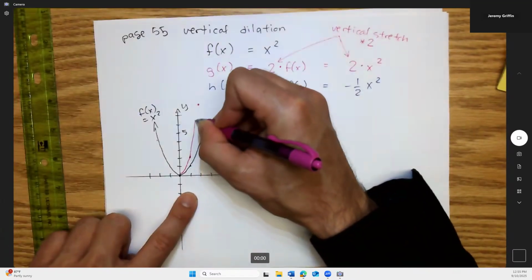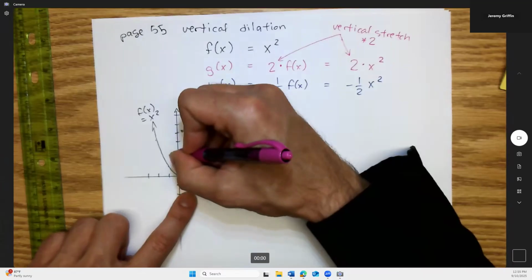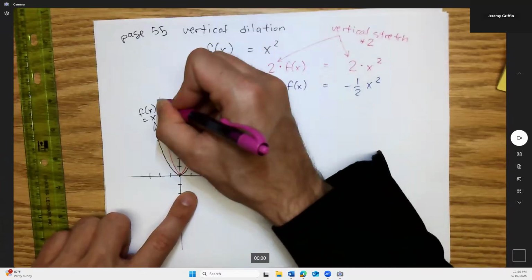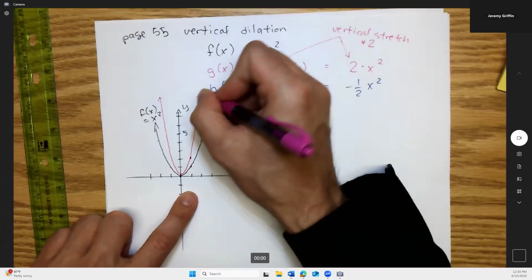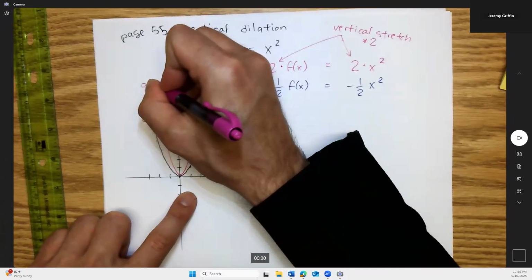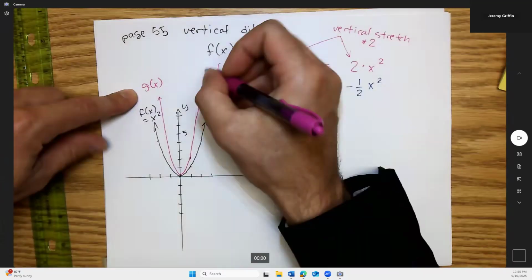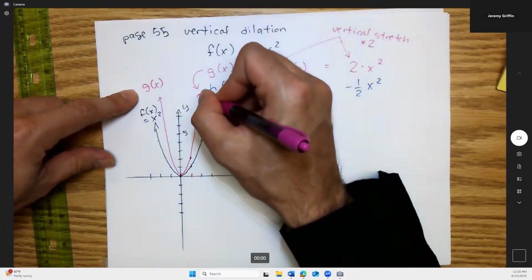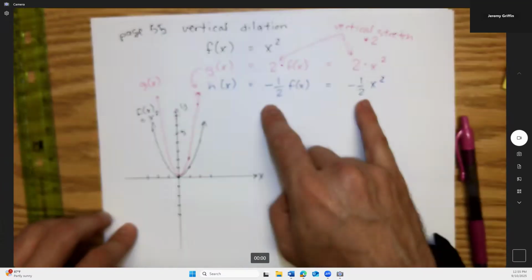So I think my g of x is going to look like this. And then the other side, I'll do the same thing. It'll come up like this. So this should be my g of x right here, the peak, which is, of course, this function right there. And then what about the h of x?